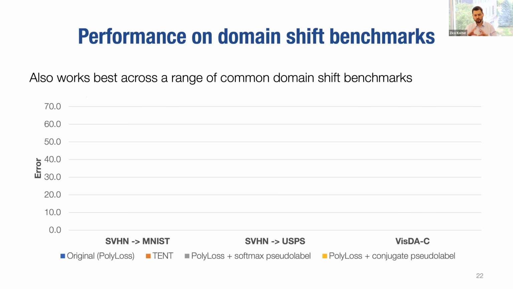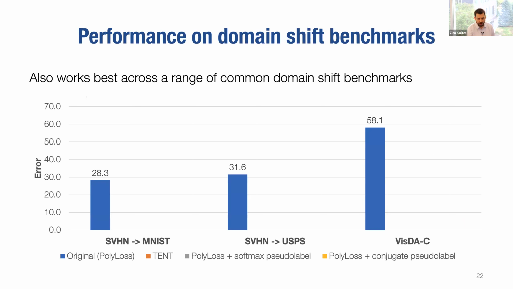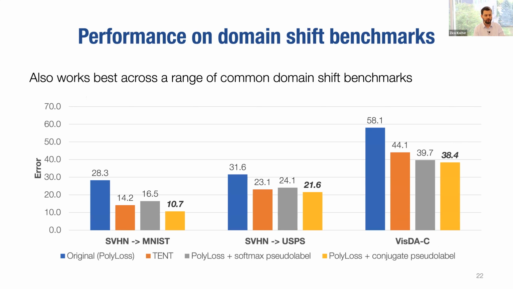For example, training a classifier on one type of digit recognition, Street View House Numbers, a classic dataset, and then using it to classify USPS or MNIST digits, we find that if we use our original classifier that's not adapted, we do quite poorly when we transfer to a new domain. If we use Tent, we improve a lot, but using our method in yellow, we get better performance and better domain adaptation across all these settings.